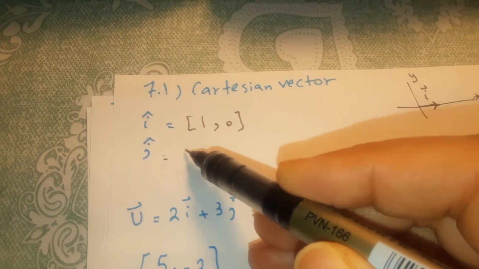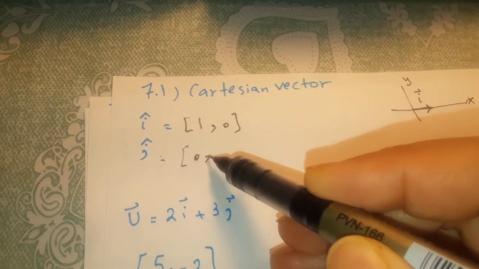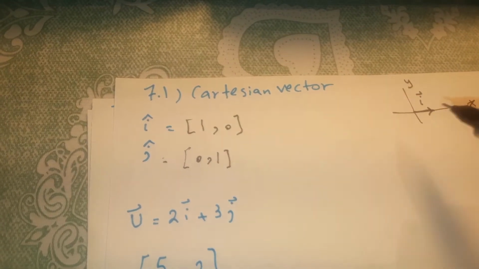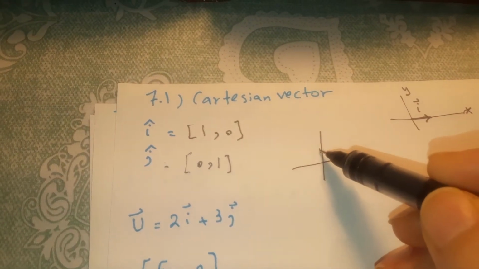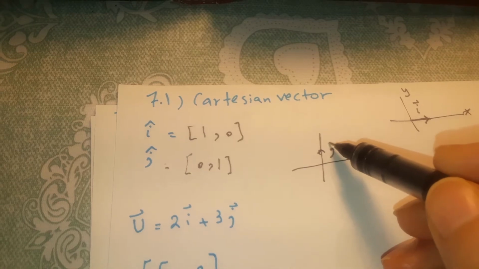And what is the j hat? It is the unit vector in the y direction. It is (0, 1), which means you just go 1 unit up in the y direction.